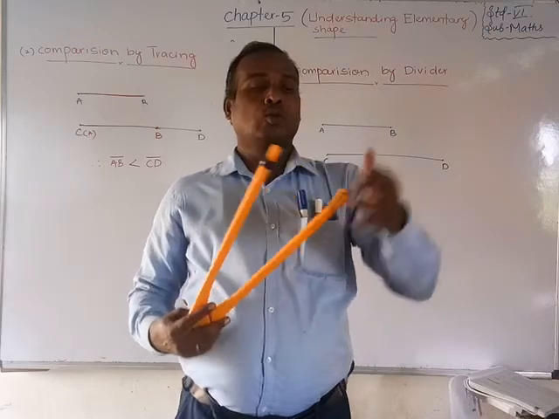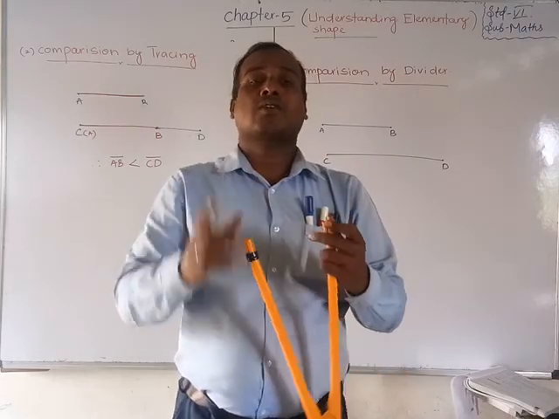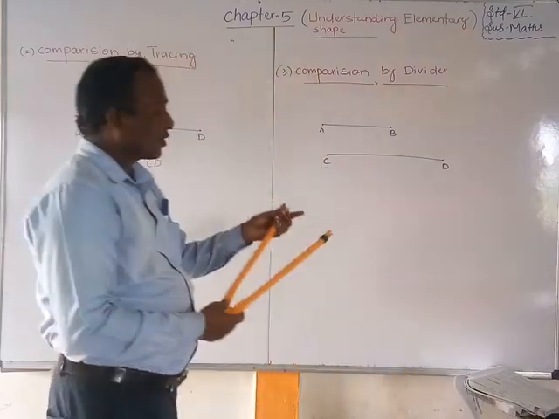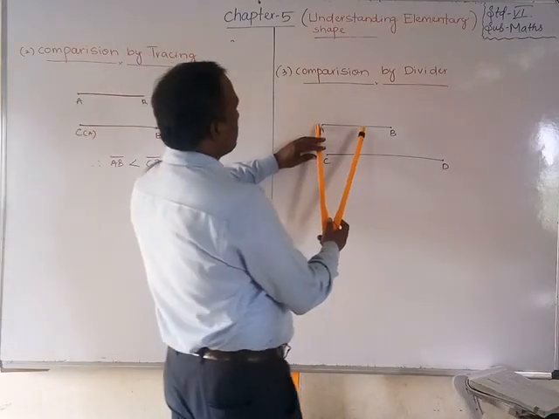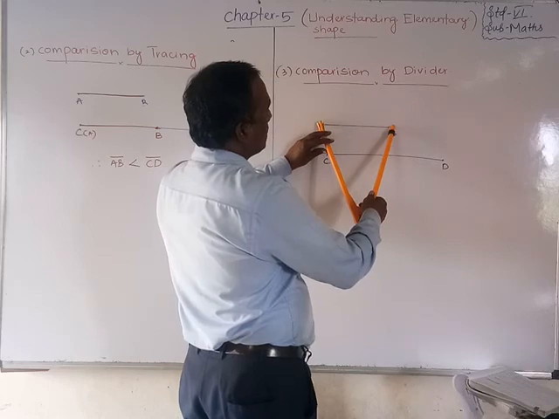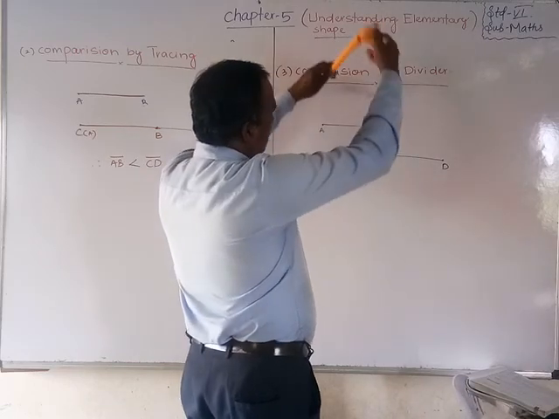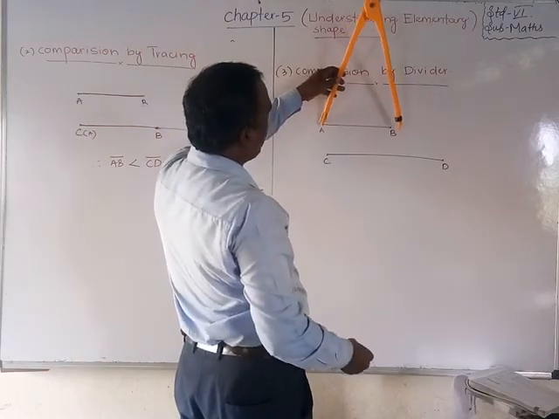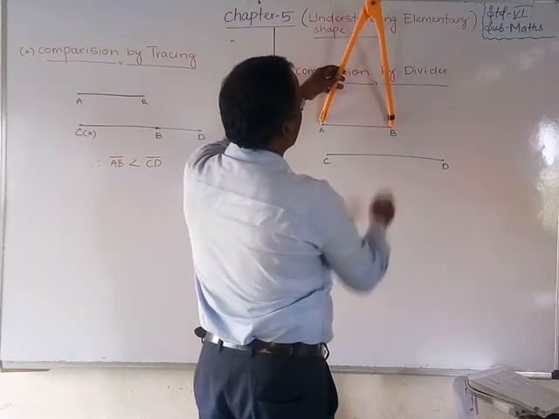And the tool with two ends, like a needle, is called a divider. First of all, you should keep one end of this here, and the other end like this. Now observe, friends. Keep one end at A and the other end near B.